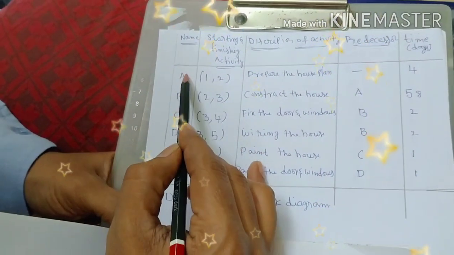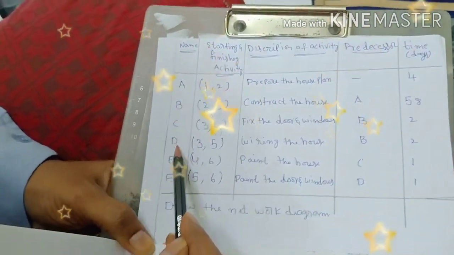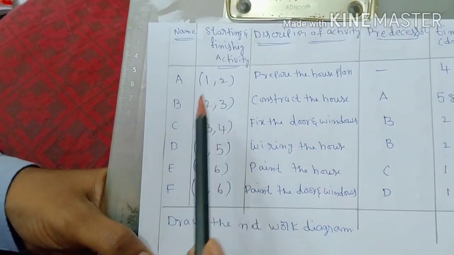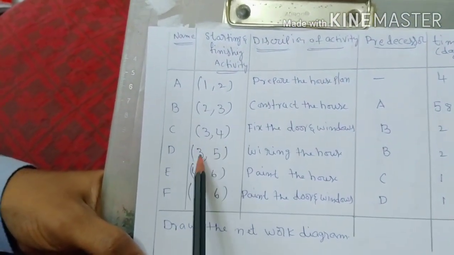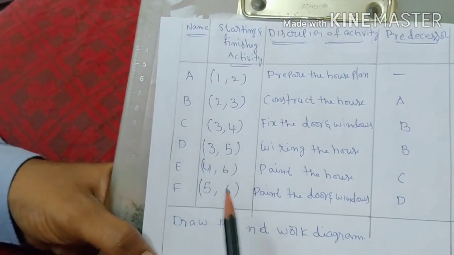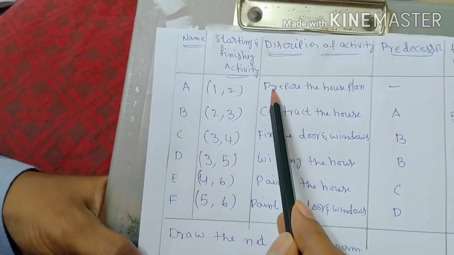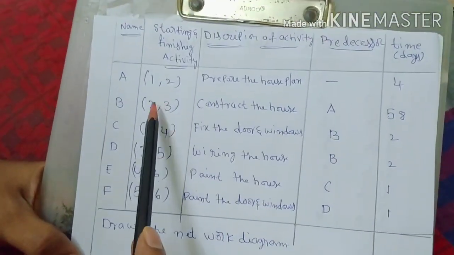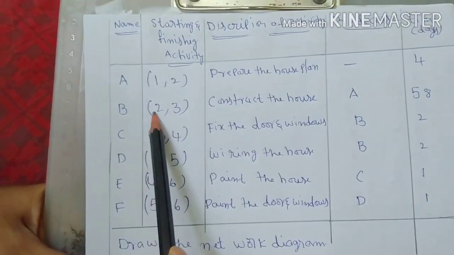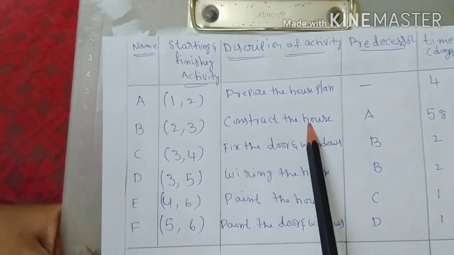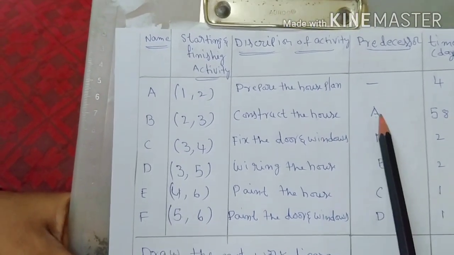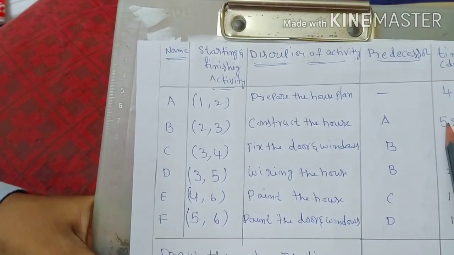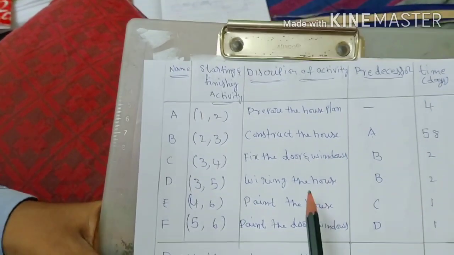Look at here, the events are named A, B, C, D, E, F. The starting and finishing activities are 1 to 2, 2 to 3, 3 to 4, 3 to 5, 4 to 6, 5 to 6. 1 to 2 means prepare the house plan. It will take 4 days. Next, the second one, B, 2 to 3, means construct the house. The preceding activity is A, and it will take 58 days.